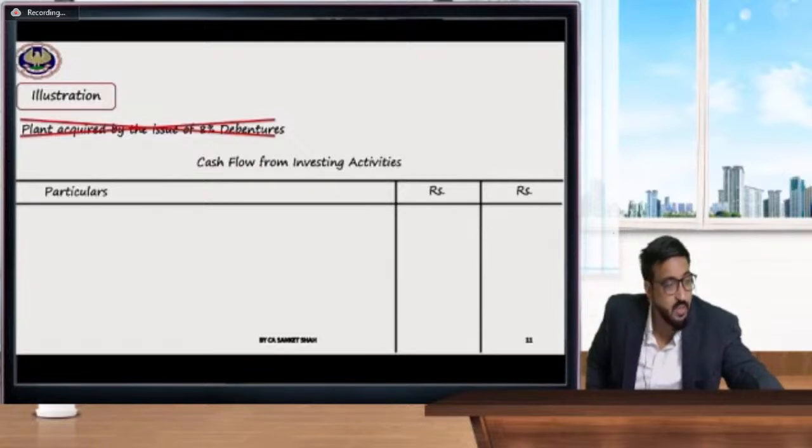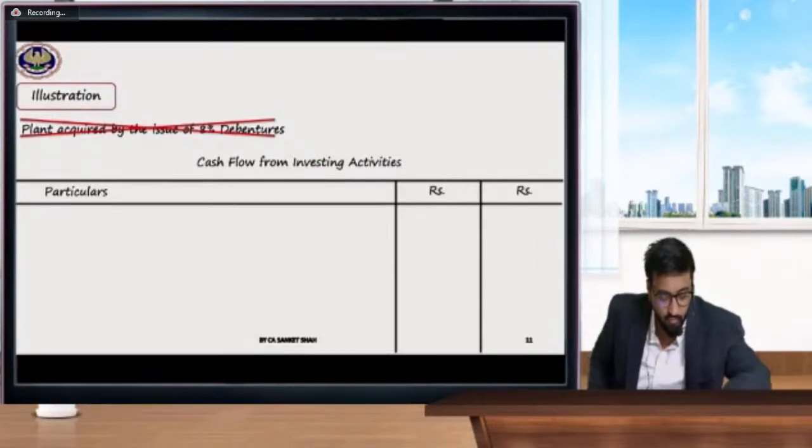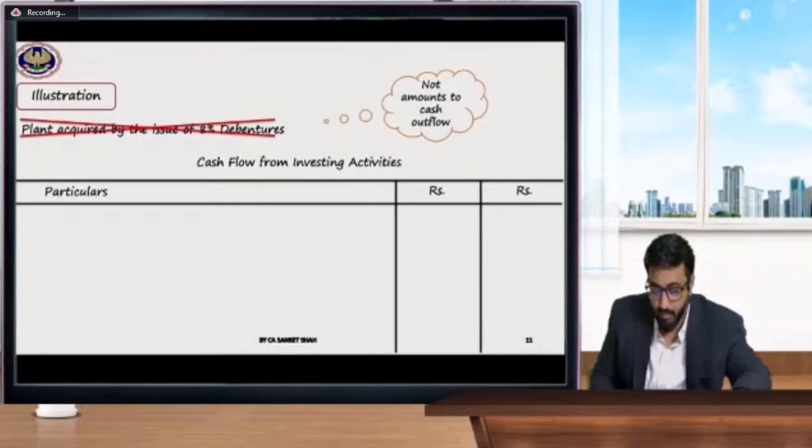So cash flow statement में आएगा क्या ये? Yes, it won't come in your cash flow statement. You don't have to record it in cash flow statement. Why? Because this is not cash inflow or outflow. Next one. Okay. Not amounts to cash outflow.